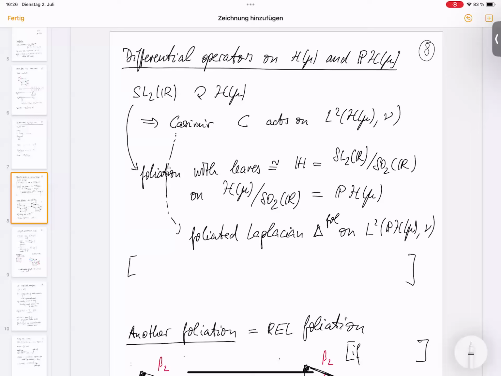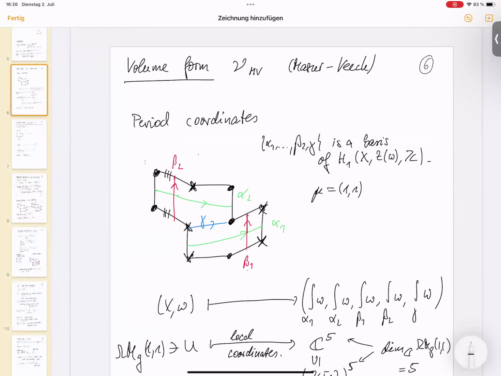SL2R acts transitively, of course, on the unit tangent bundle of the modular surface. Here, those strata are much bigger. We computed the dimensions, and already in the example of the H11 stratum, we saw a minute ago, let me flip back briefly, that the complex dimension was 5. So SL2R is a pretty small Lie group to act on it.